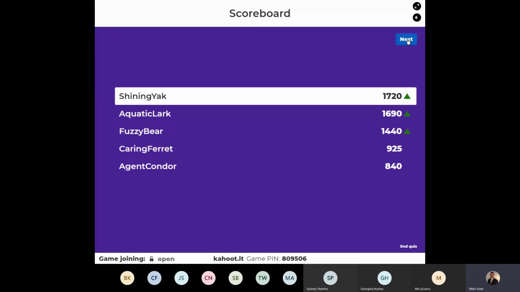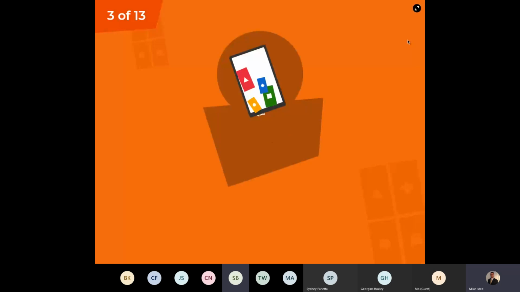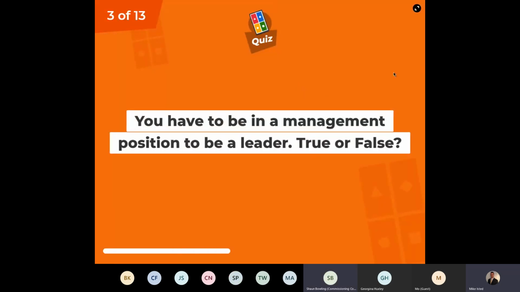Change at the front. Shining Yak is now in the lead with Aquatic Lark and Fuzzy Bear, Sean. We're coming into third place now. Oh, crikey. I couldn't see the bottom two answers on that. Oh, well, I'll read them out.